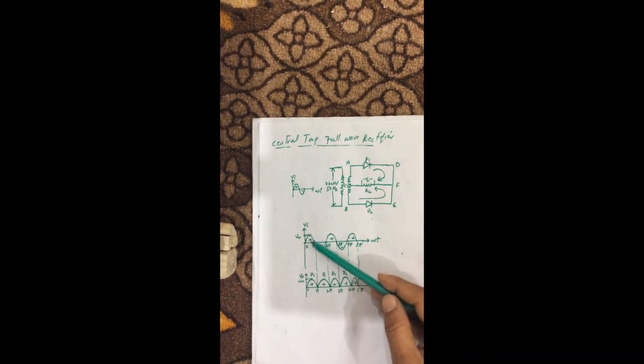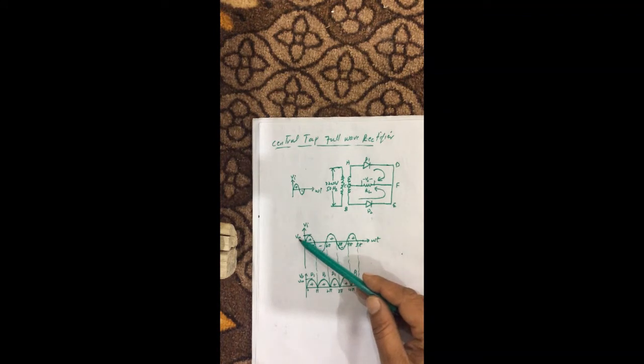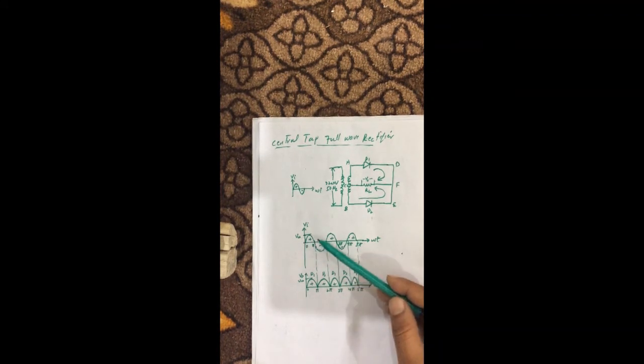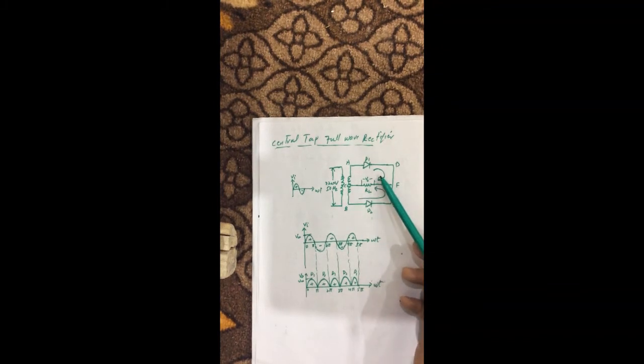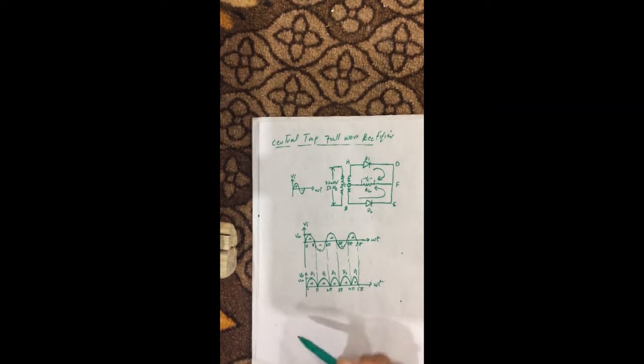input signal. Its maximum value or peak value is represented by Vm. Here we have both positive and negative half cycles, but once it passes through this center tap full wave rectifier, then we have this shape of output signal. This is due to D1, because D1 is forward bias and D2 is reverse bias, so D2 has no function in this positive half cycle. So we have this one.